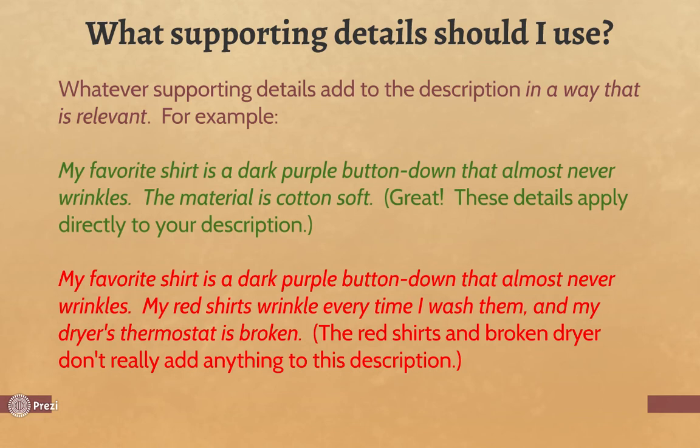Whereas with the red example, my favorite shirt is a dark purple button-down that almost never wrinkles. So we've got that much still. But then it says, my red shirts wrinkle every time I wash them, and my dryer's thermostat is broken. Well, the first thing your reader's going to say is, what do the red shirts and the broken dryer have to do with your shirt, right? With your purple shirt? Are they directly related somehow?